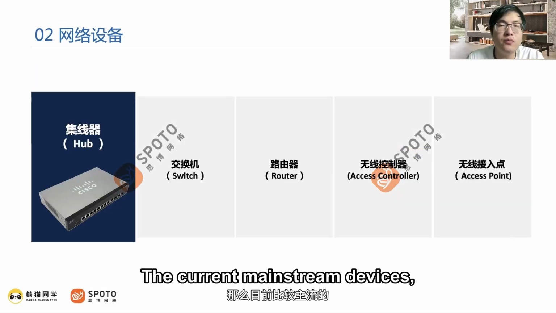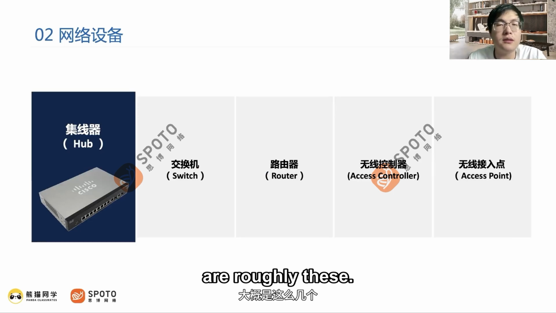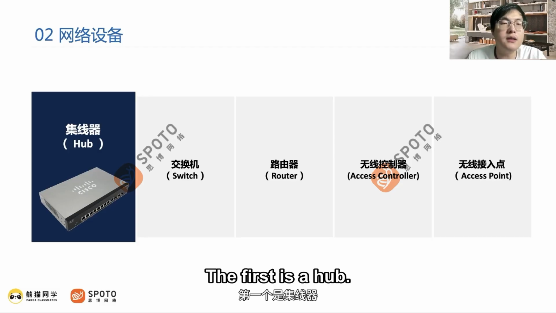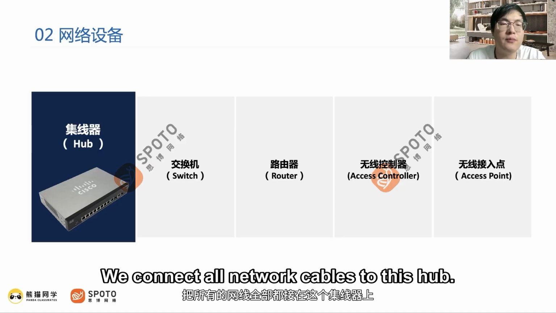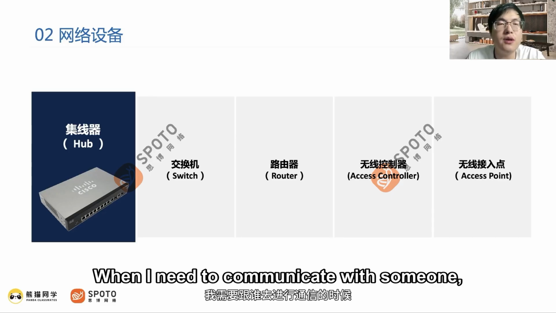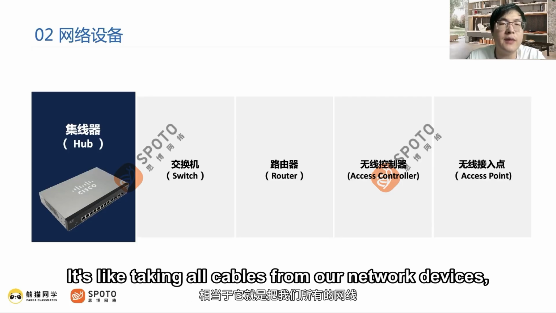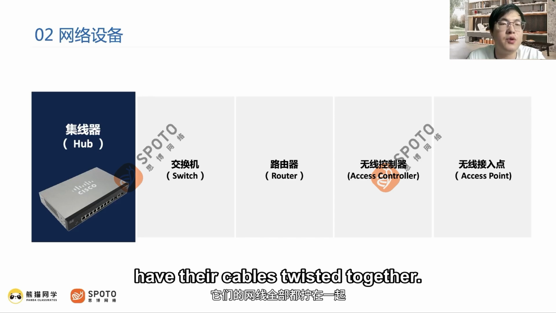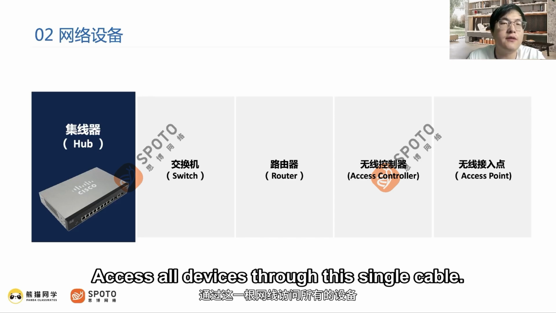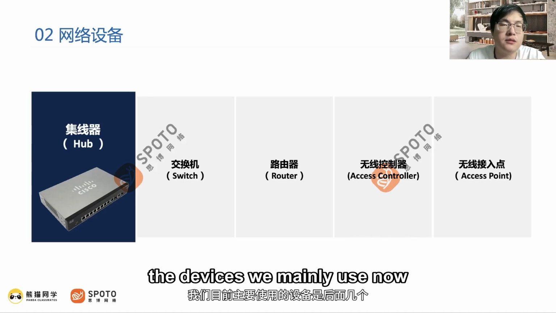The current mainstream devices, and those we use most at work, are roughly these. Of course, ignore the first one. The first is a hub. Its function is just as I said. We connect all network cables to this hub. When I need to communicate with someone, I access them through this hub, and that device is then reachable. It's like taking all the cables and twisting them together. All communicating computers have their cables twisted together. Access all devices through this single cable.